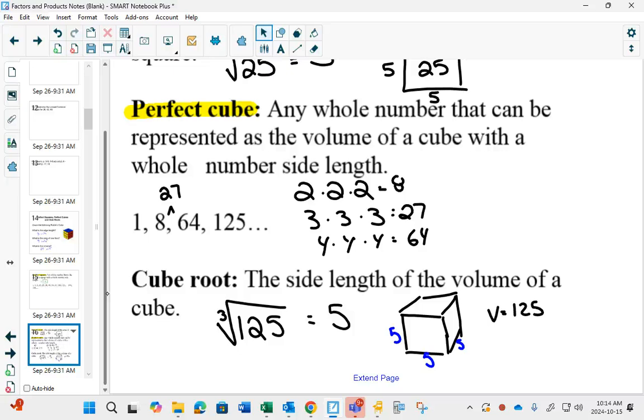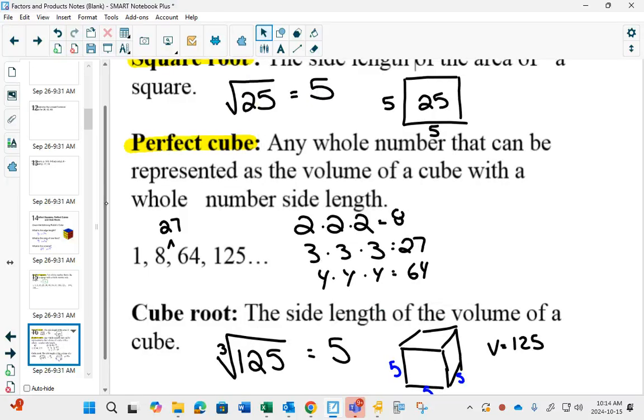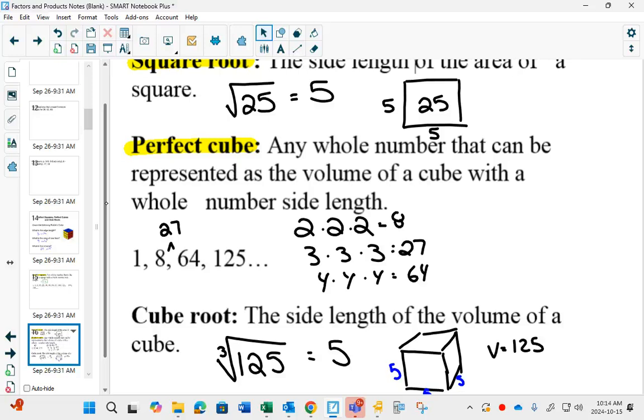Do a quick check on your calculator. Can you find your square root button? Can you type in square root of 25? Does it give you 5? Can you find your cube root button? Can you type in the cube root of 125 and get 5 as well?